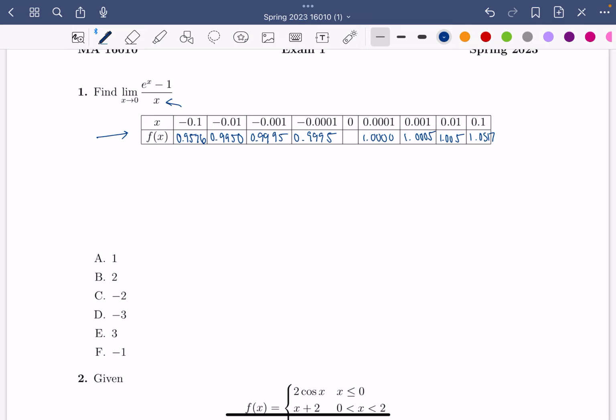So as we can see, on the left side, x equals negative 0.0001 is very close to 1, and on the right, 0.0001 positive is essentially 1 with a couple of decimal places afterwards but not being 1. So we can see that for f of x, the limit as x approaches 0 of (e^x - 1)/x is 1, or A.